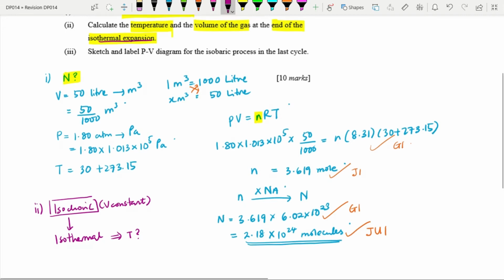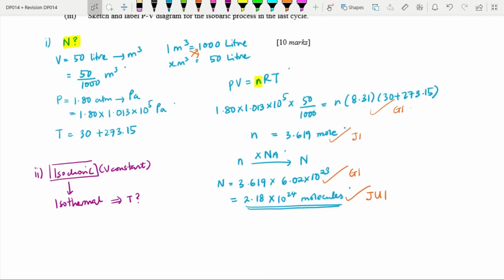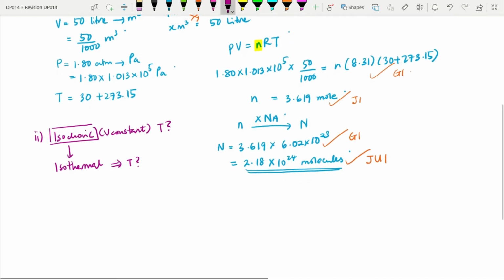Bila dia nak temperature dekat sini, obviously selepas proses isochoric tu, temperature dia constant. So temperature untuk isothermal dengan isochoric ni maintain lah sama. Untuk dapatkan temperature kat sini, kita cari je temperature di sini, sebab temperature untuk kedua-dua ni sama sahaja. Isothermal temperature constant, jadi kita boleh straight away dapatkan temperature daripada proses isochoric. So value dia sama.